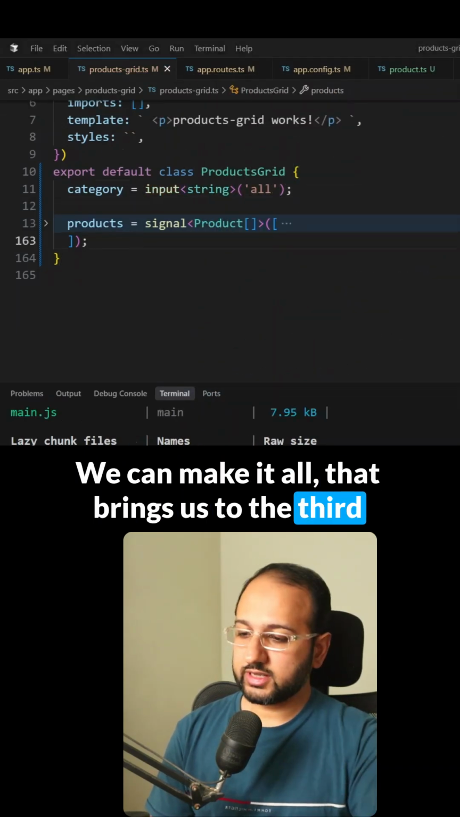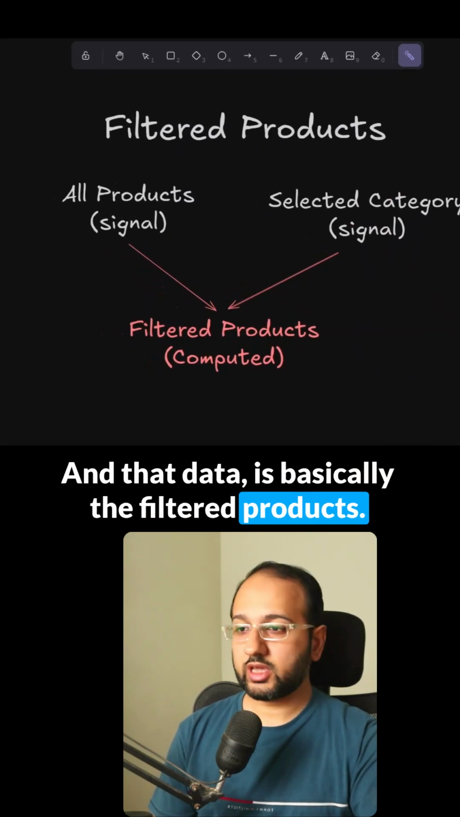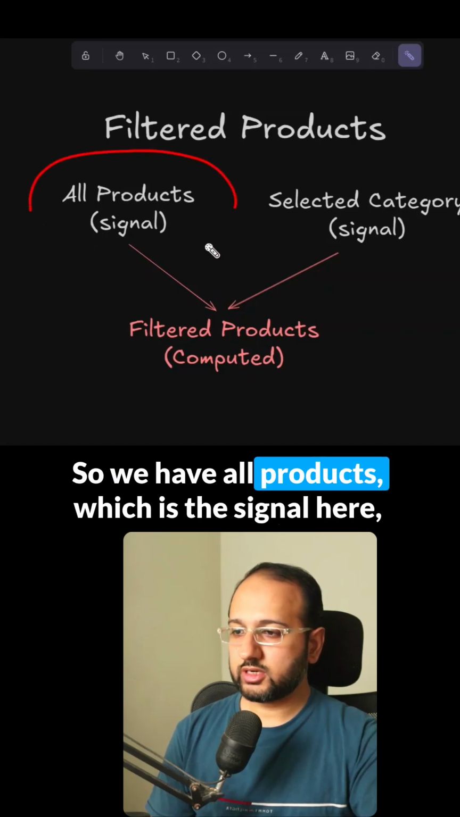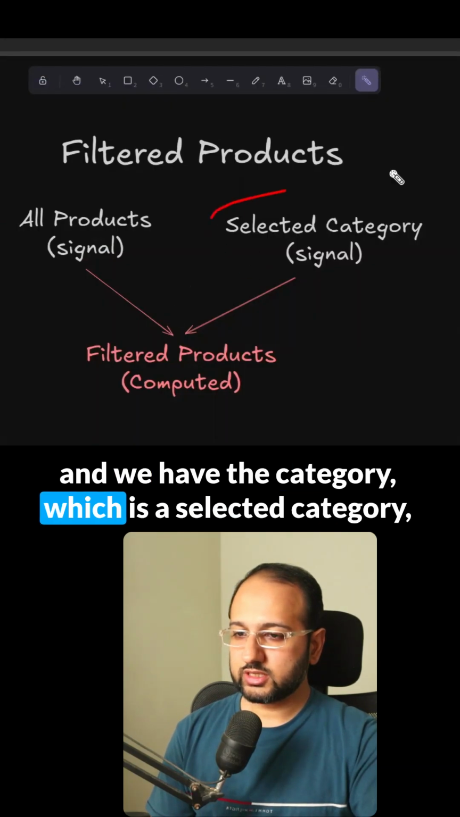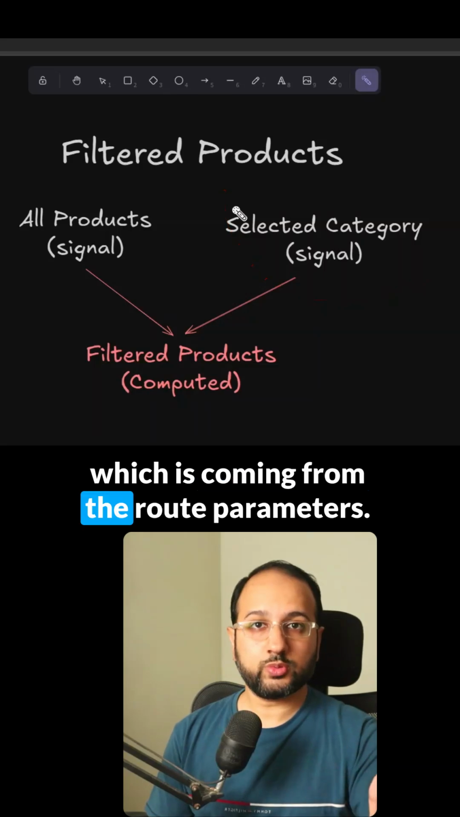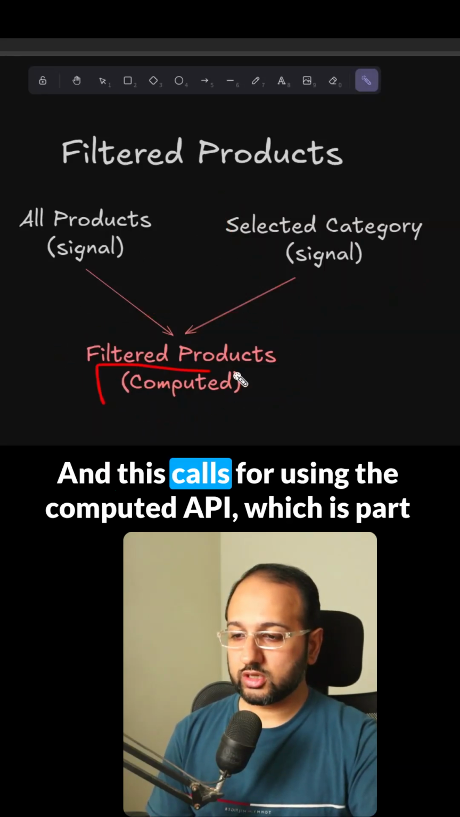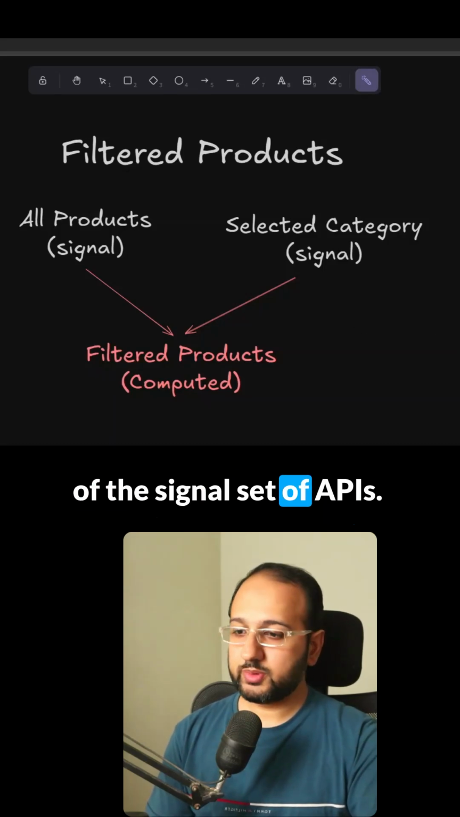That brings us to the third data that we need, and that data is basically the filtered products. Okay, so we have two signals at this point. We have all products, which is this signal here, and we have the category, which is the selected category, which is coming from the route parameters, and we want to create a filtered products combined with this, and this calls for using the computed API, which is part of the signals set of APIs.